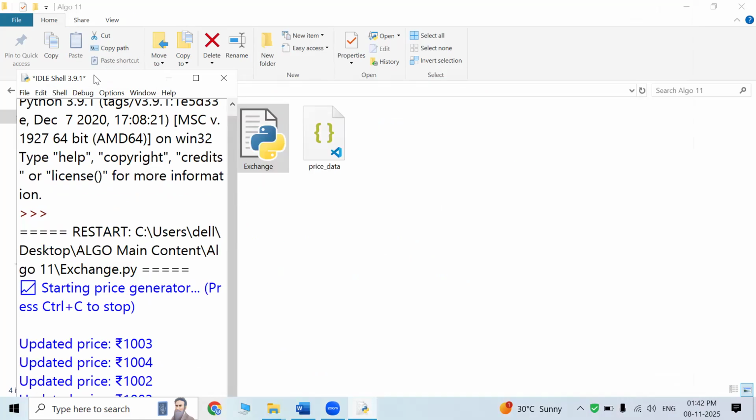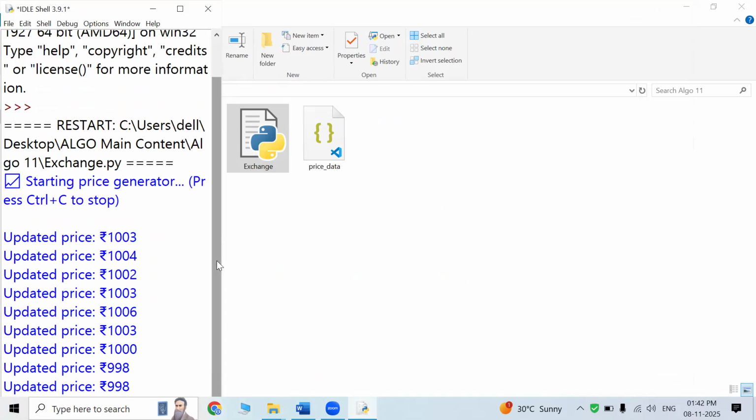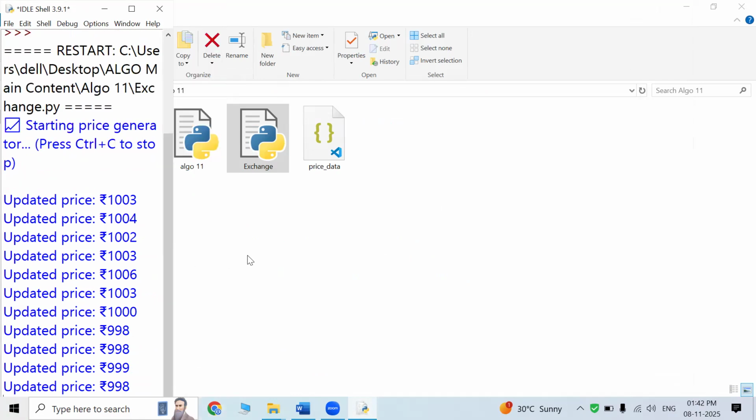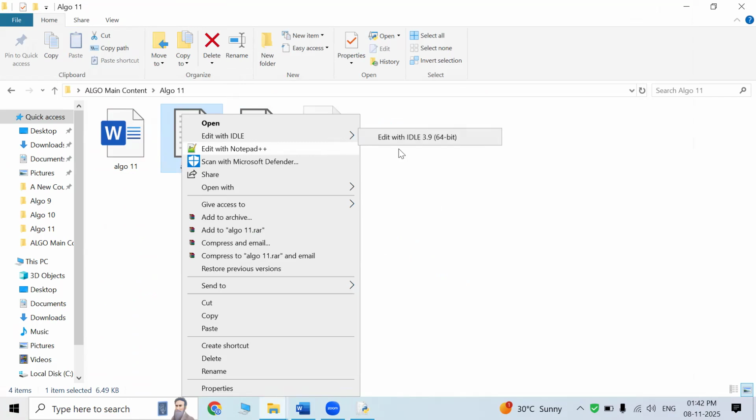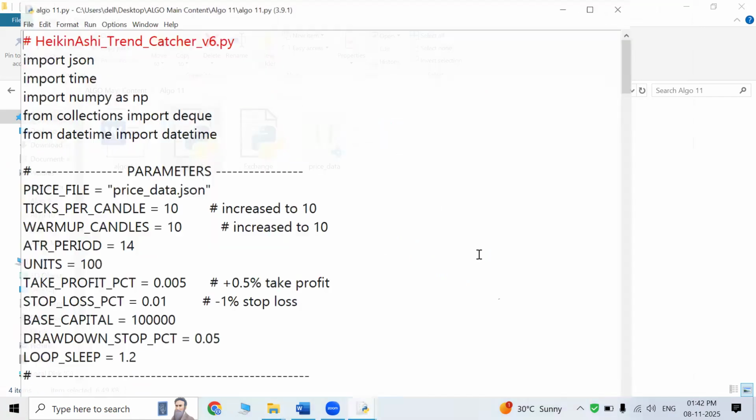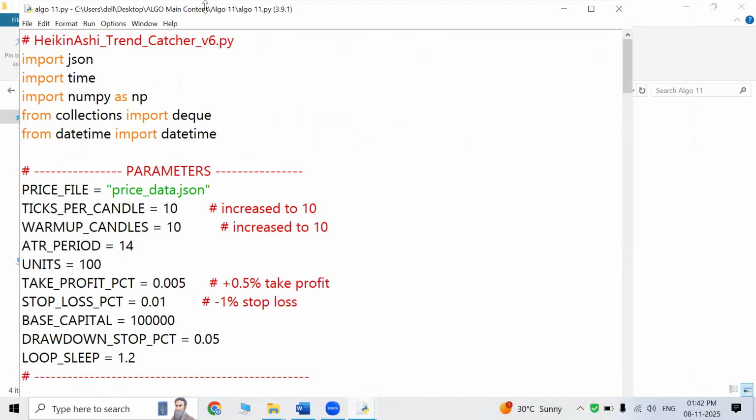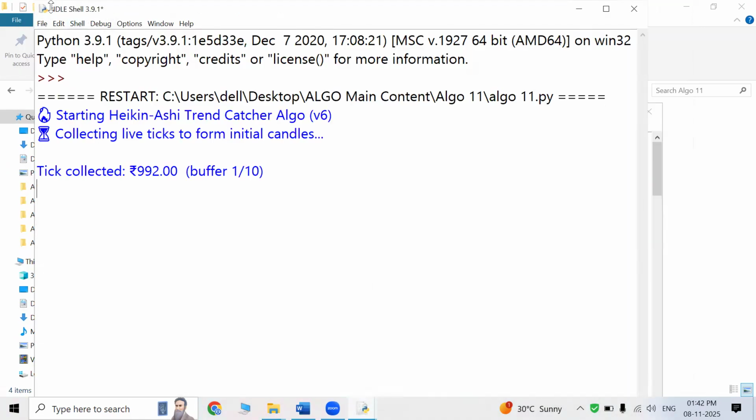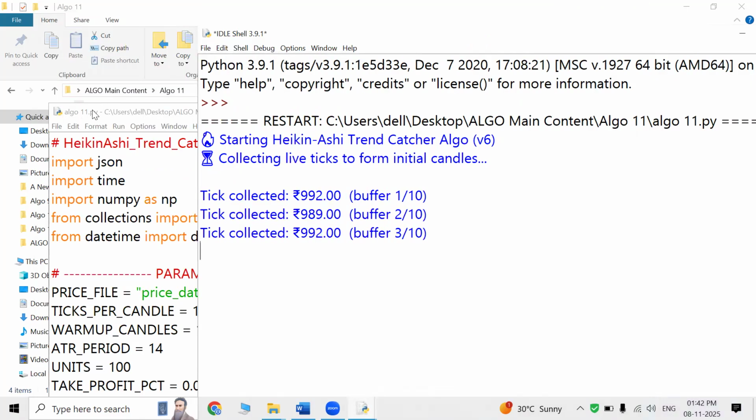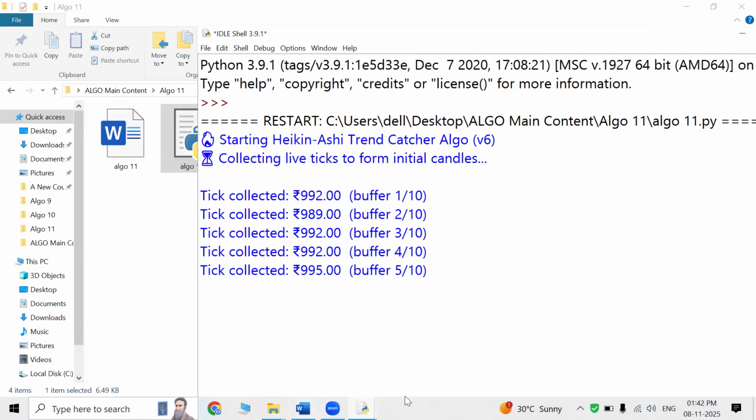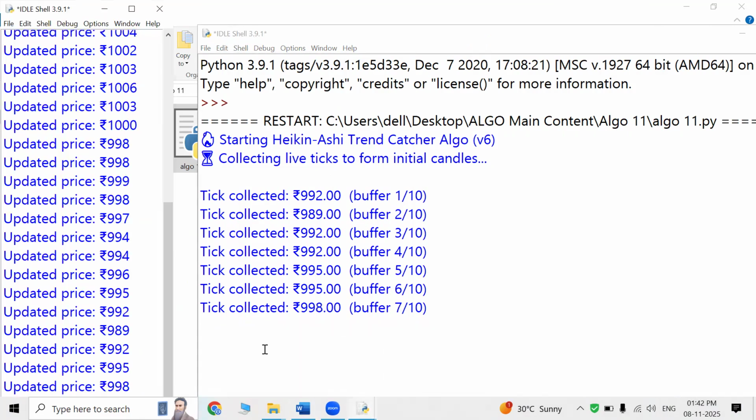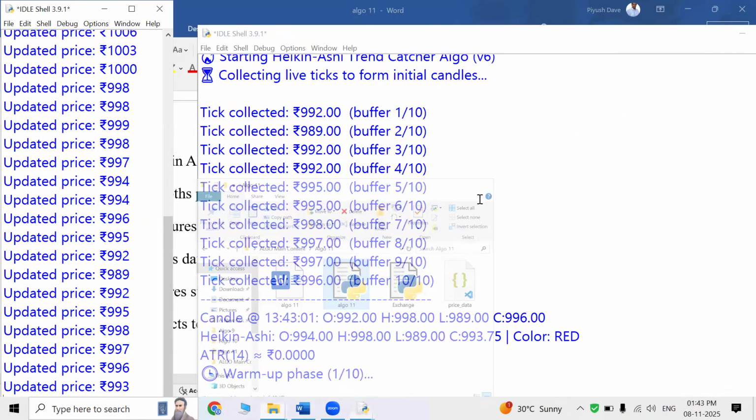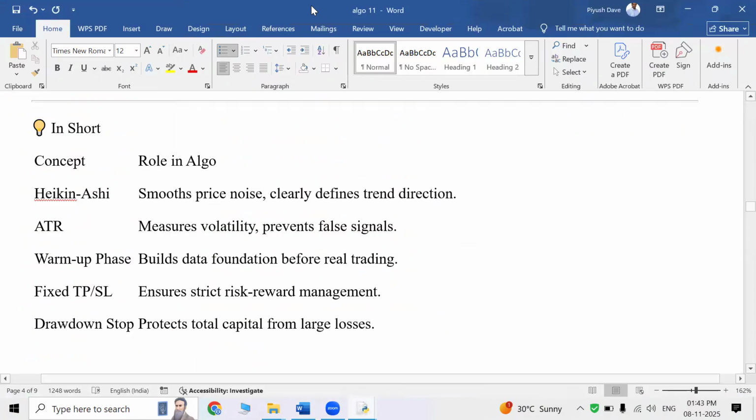I just keep this file open over here. We can see here the price is continuously changing and that is random. We have no control over it. Now the logic which I have developed, I have coded over here. This is my HA algo and I'm going to run this. Now the algo starts collecting the data. Let me settle both the windows side by side. Okay, so now we have the price as well as the algo running at the same time.